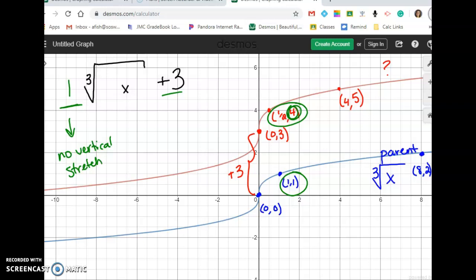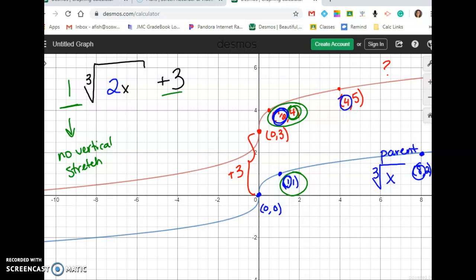There was obviously a stretch, though, in the x's. We went from 1 to a half, and 8 to 4. So what we're doing there is we're cutting that number in half. Now this is going to seem kind of counterintuitive. You're cutting it in half, which means that you're actually going to be multiplying by 2. Like I said, it seems counterintuitive, but it's no different than our shifting left and right. You know how it's opposite of what you see?